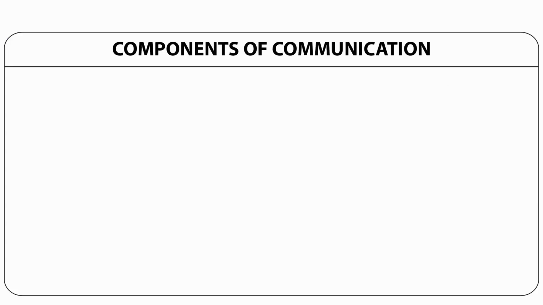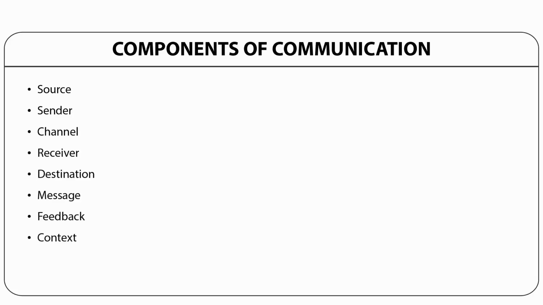There are 8 components of communication. These are source, sender, channel, receiver, destination, message, feedback, and context. Source is what produces a message. Sender refers to the transmitter, which operates on the message in some way to produce a signal suitable for transmission over the channel. Channel is the medium used to transmit the signal. Receiver performs the inverse operation of that done by the transmitter, reconstructing the message from the signals. Destination is the person or thing for whom the message is intended.